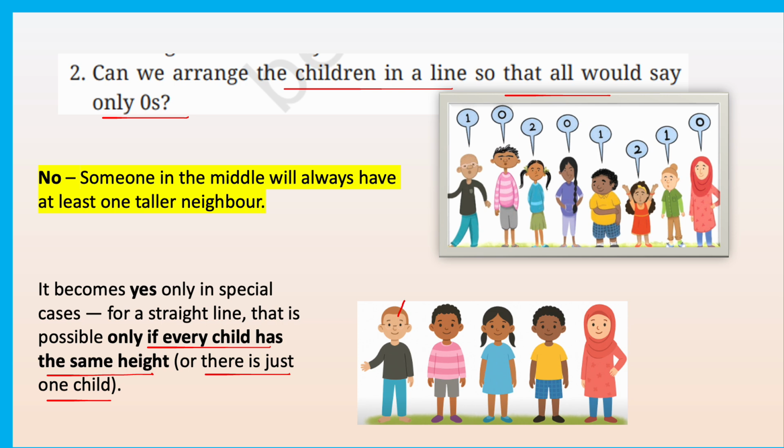So this boy will say 0. Why? The neighbor is not taller than him. This boy also says 0 because the neighbors are not taller than him. This girl will say 0 because the neighbors are not taller than her. Then this boy will also say 0, and this girl will also say 0, because their neighbors are not taller. So we can arrange the children in a line so that all would say only zeros if every child has the same height or there is just one child only.